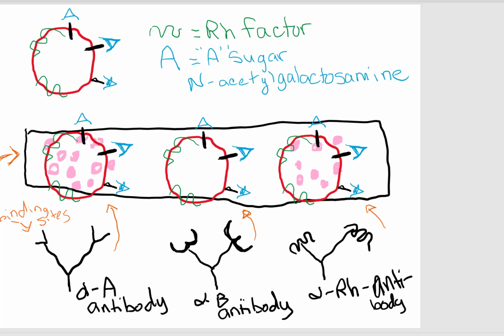And therefore, this person we have just blood typed. We say they are A positive. We give them the letter A because they have the A sugar, N-acetylgalactosamine, which reacted with the anti-A antibody. We say they are plus because they have the RH factor.